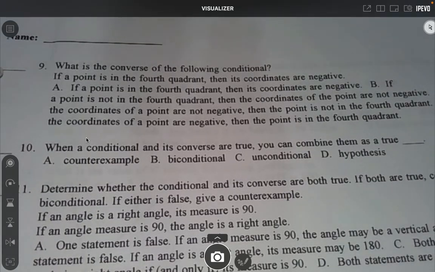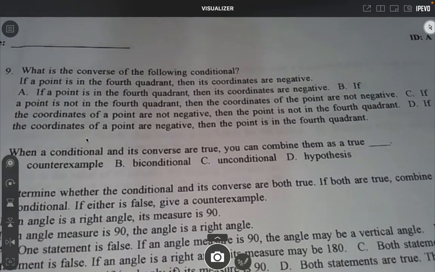All right. So the converse, you flip it. So I'm gonna say, if the coordinates are negative, then it's in the 4th quadrant. So where can I find one that says if the coordinates are negative, then it's in the 4th quadrant? And that is D. I don't think I see my whole paper. There it is. If the coordinates of the point are negative, then it's in the 4th quadrant. That is D. Is everybody okay with that one?